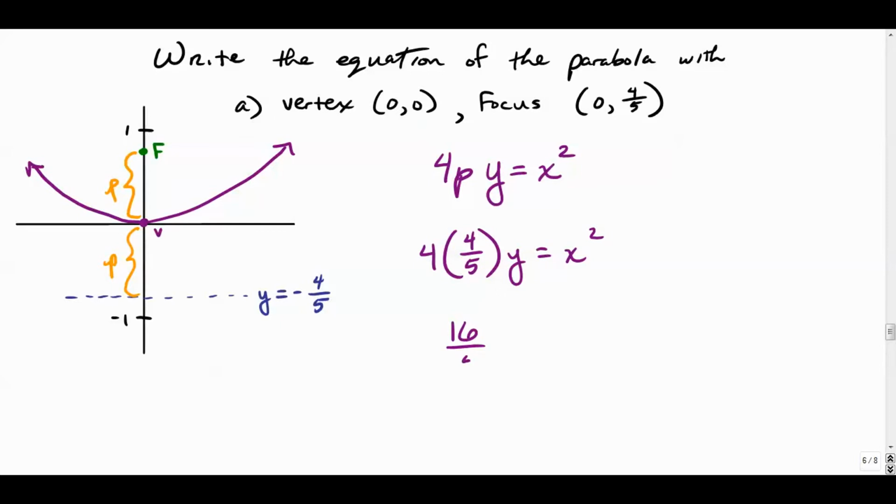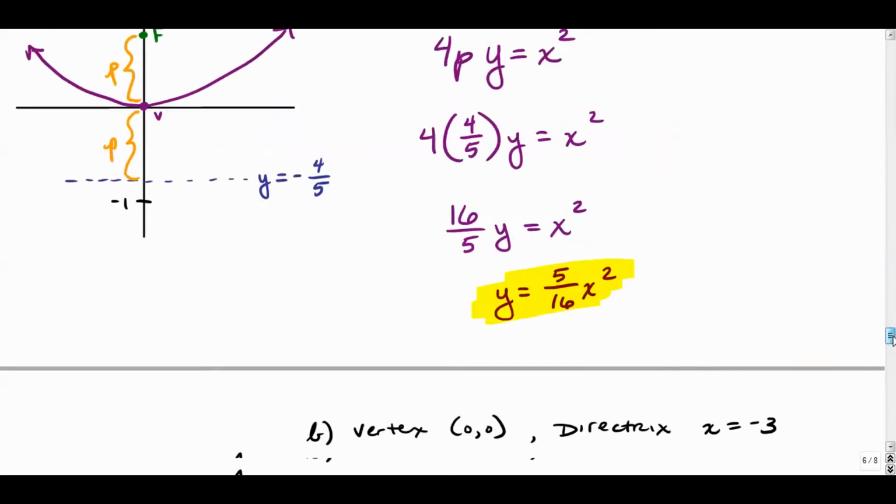Well, this is 16 over 5 y is equal to x squared. We want to get y by itself. So y is equal to, we're going to multiply both sides by the reciprocal of 16 over 5 and get this as our answer. And that is the equation of the parabola that has a vertex at (0, 0) and a focus at (0, 4/5). It's all about that p-value. The p-value is extremely important.